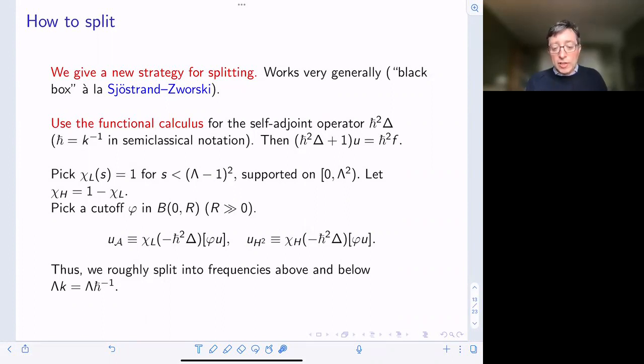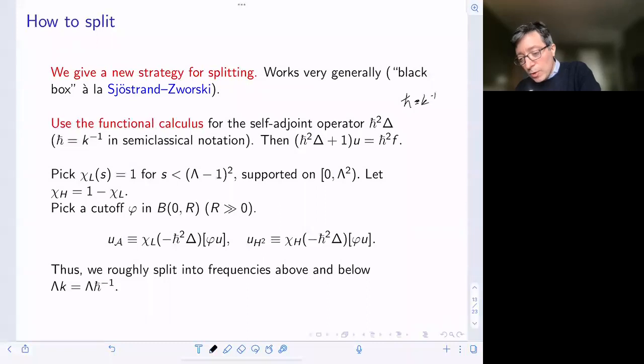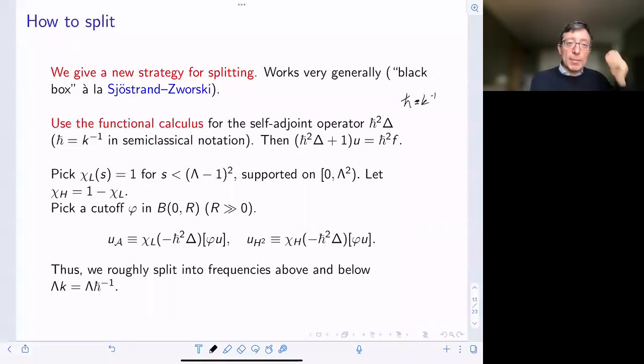We just use the functional calculus for the self-adjoint operator h bar squared Laplacian. So here's where I become a semiclassical analyst. h bar is k inverse. It's been one of the major problems in our collaboration that bedevils applying semiclassical analysis to numerical analysis is that h is the mesh size, so we can't call it the semiclassical parameter h. So in this talk and in our paper, the semiclassical parameter is h bar. Don't confuse it with the mesh size. They're not directly related. h is the mesh size, h bar is 1 over k.